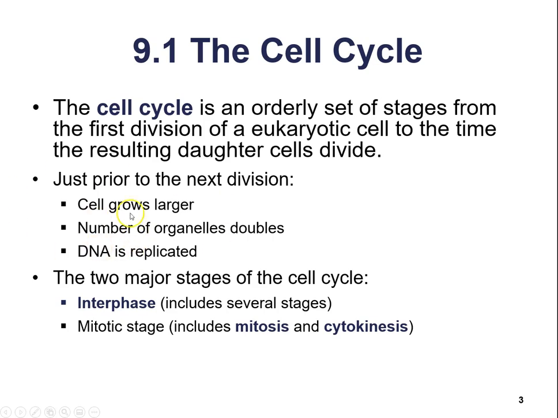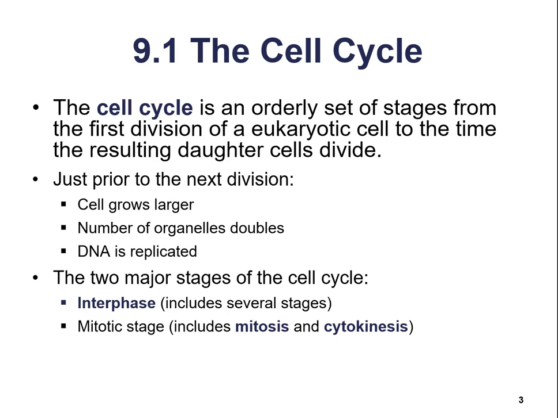So what's going to happen just prior to that next cell division is that the cell's going to grow larger. It's going to double its organelles, right? And it's going to replicate its DNA. Why? Because you're going from 1 cell to 2 cells. So you have to make sure you double your amount of DNA, you double the organelles. So that new cell has all of the components that it needs, okay?